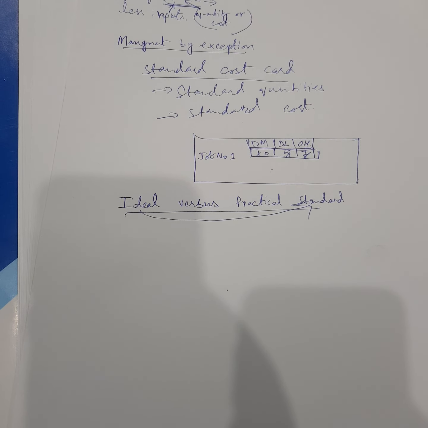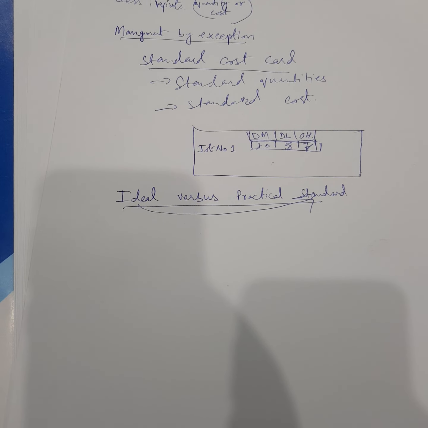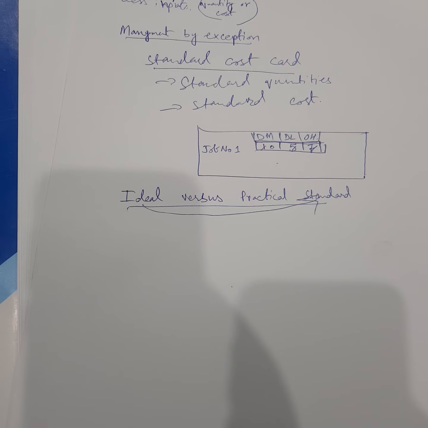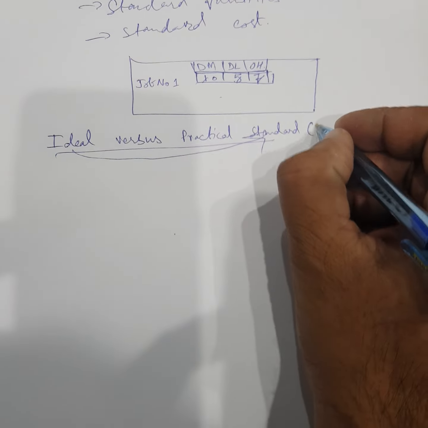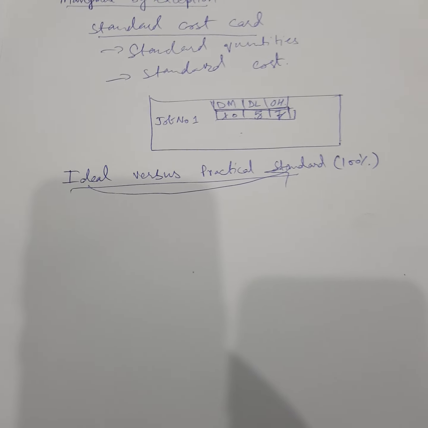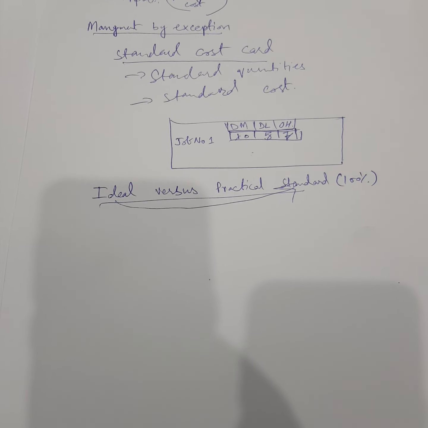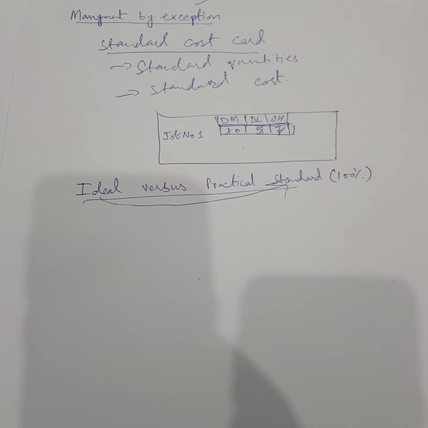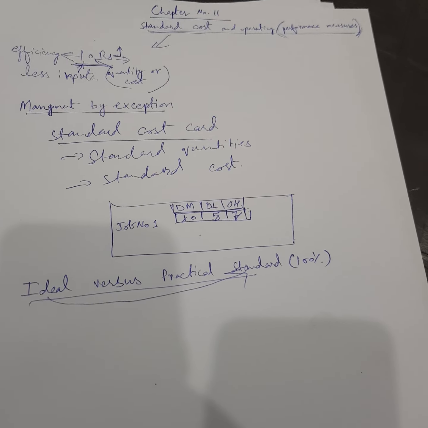The level of effort can be attained by the most skilled and efficient employees working at peak effort 100% of the time. It means the ideal standard is 100%. Everything is up to the mark, everything is 100%. The direct labor is working very well, our material is up to the mark, our factory overhead is up to the standard cost.